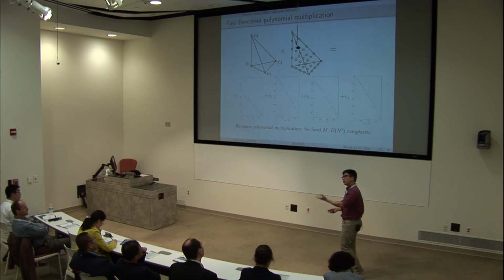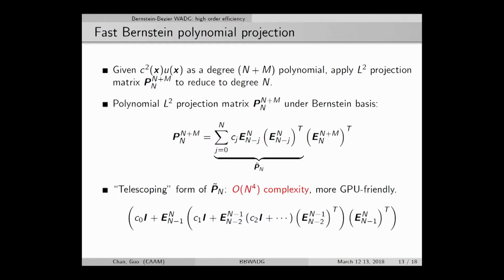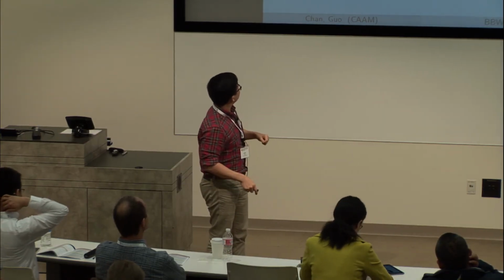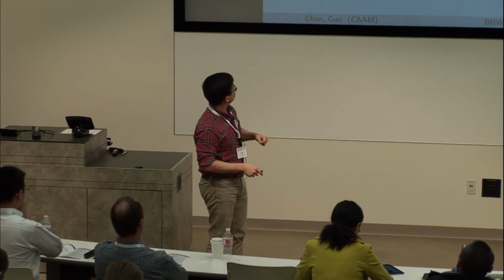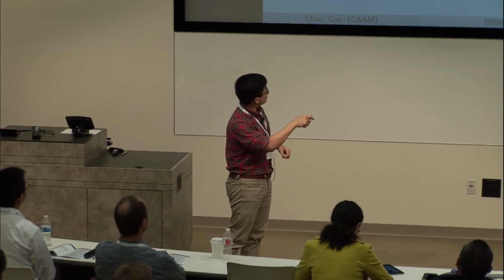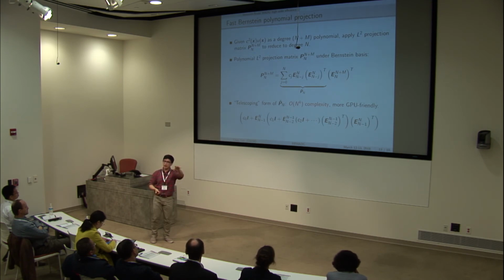The other half is doing this projection very quickly. And that's a lot more difficult, but there is an approach that we found to do it. So our whole goal, as I said before, is once we've done polynomial multiplication to represent the product of the wave speed and our solution as a degree n plus m polynomial, we now want to do the L2 projection to project it down to a degree n polynomial using some matrix Pn plus m Pn. So under a Bernstein basis, you can decompose it into what are called degree elevation operators. So they take a degree n polynomial and represent it as either a higher degree or lower degree polynomial. The advantage of these things is that they're also sparse, and they can be applied very rapidly.